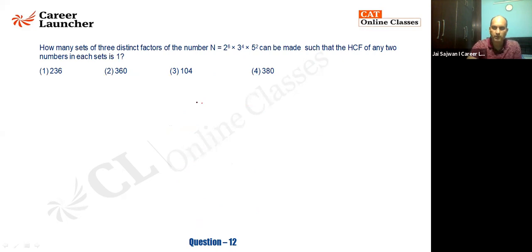नहीं, छोड़ो HCF. HCF of any two numbers in each set is 1, इसका मतलब co-prime होता है. HCF is the highest common value, so co-prime numbers have HCF 1, meaning there is nothing common except 1. So the same question is there: how many sets of 3 distinct factors of n can be made such that the HCF of any two numbers in each set is equal to 1?